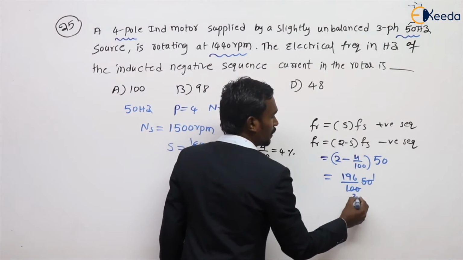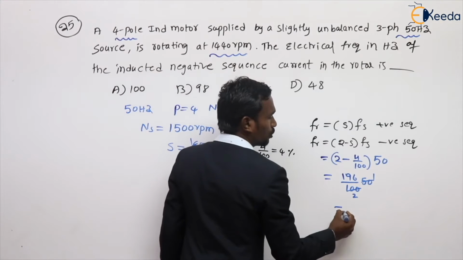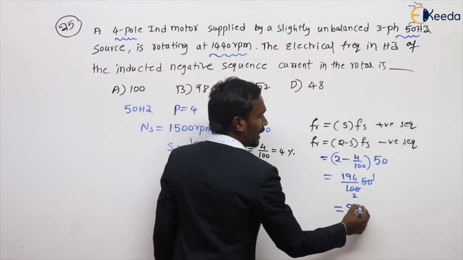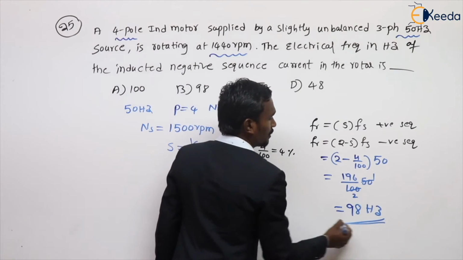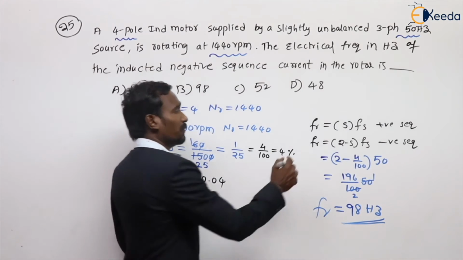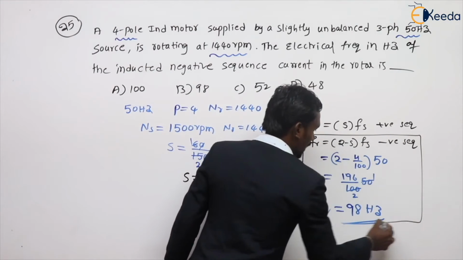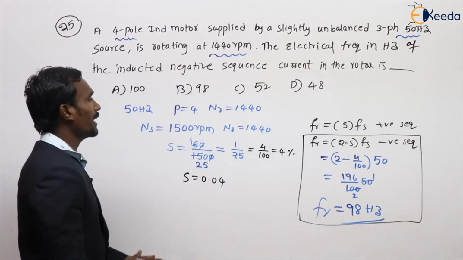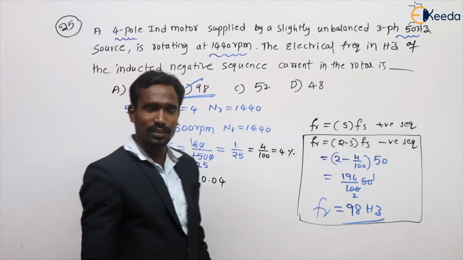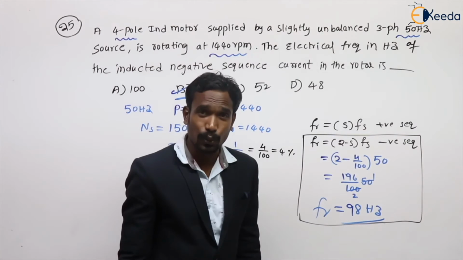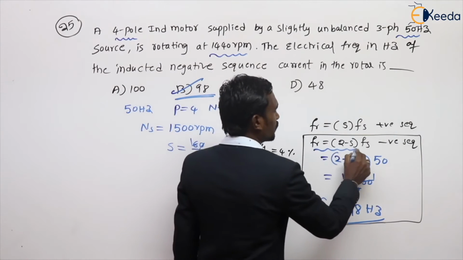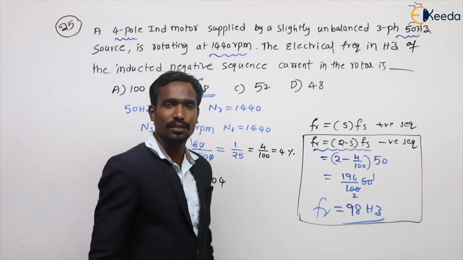196 by 2, which is 98. So the rotor frequency for negative sequence is 98 hertz. This is your answer. Are you okay? Understood? Very simple. Just remember this formula. We derived it in the concepts.